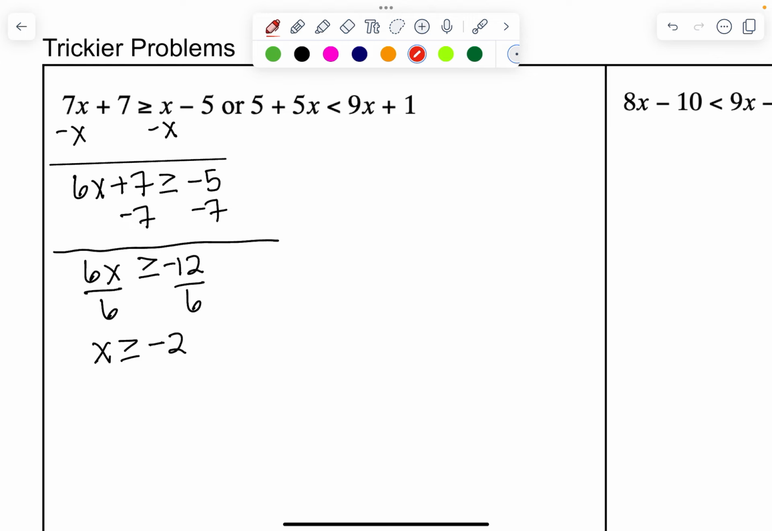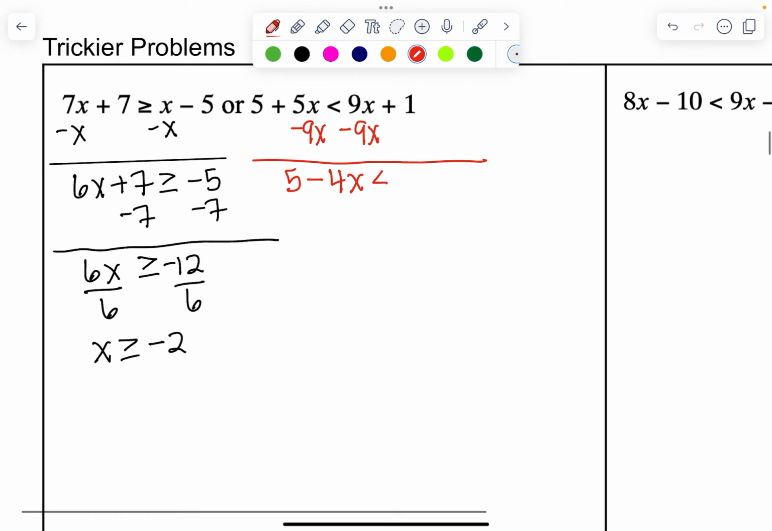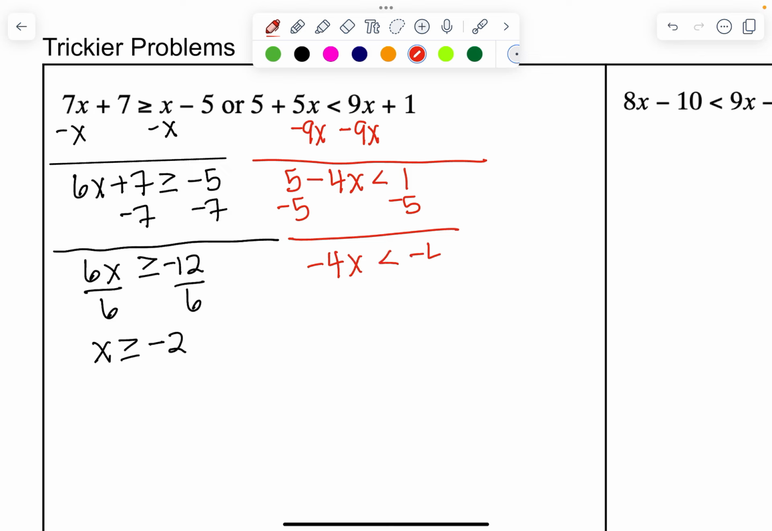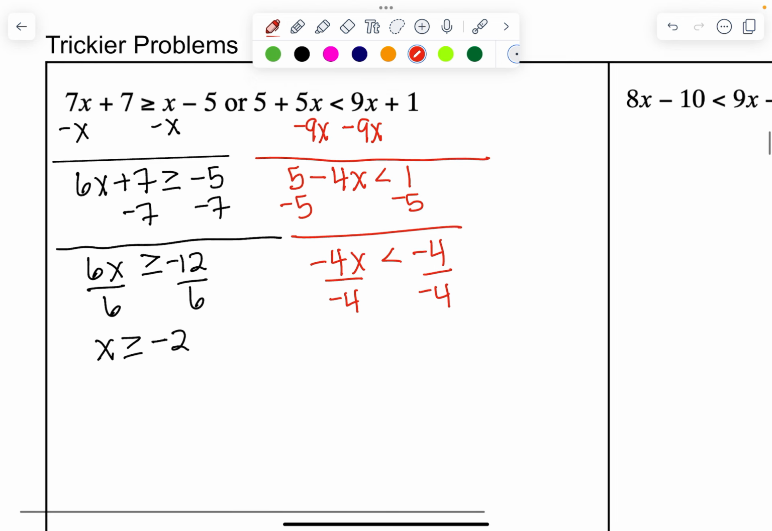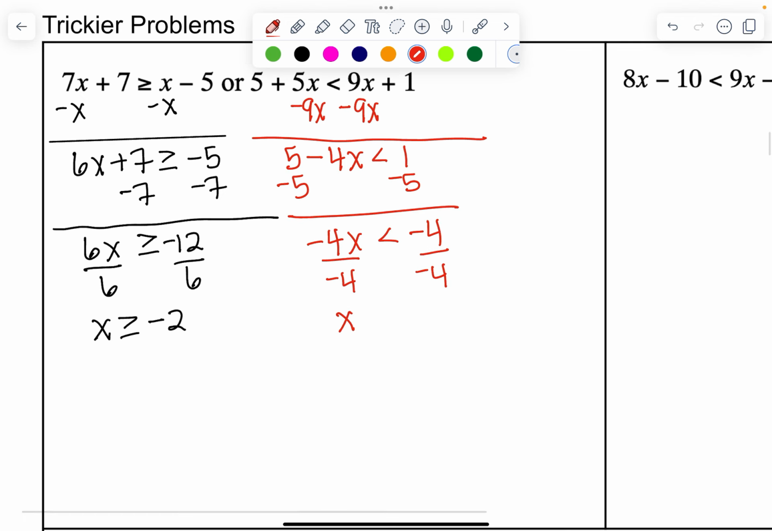Let's look at the second one. I'm going to get my x's on the left here. So take 9x. Then I have 5, take away 4x, less than 1. Subtract 5, subtract 5. Negative 4x, less than negative 4. Divide by negative 4. So here I'm dividing by a negative. I need to switch my symbol. So I get x greater than positive 1. This is an or situation. Because it's or to begin with, I need to include or in my final answer.